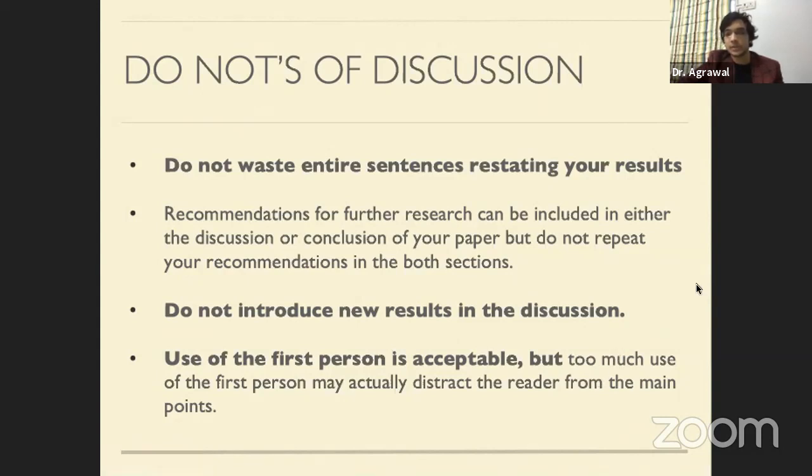Do not introduce new results in a discussion. Whatever results that you have received from your study needs to be included in the results section. Okay. If they haven't been included in the results section, do not include them in the discussion.